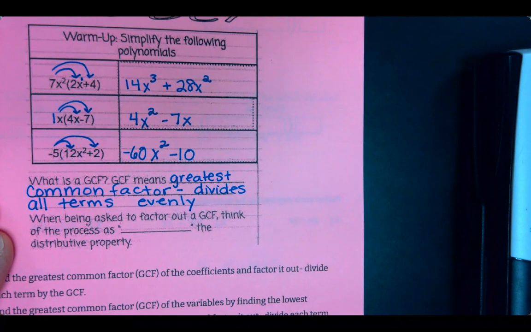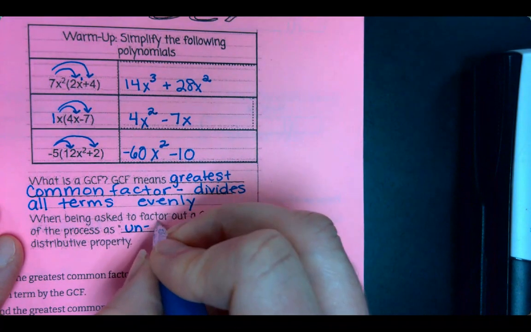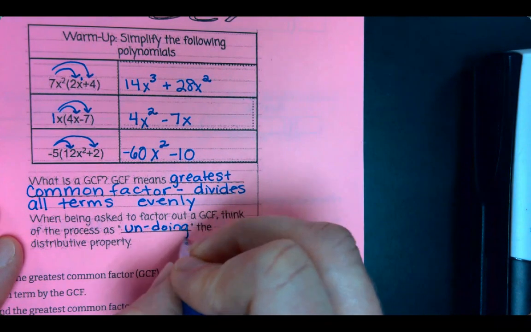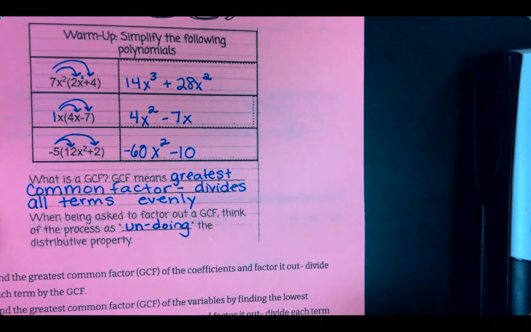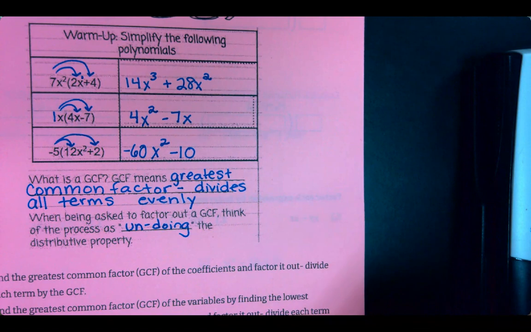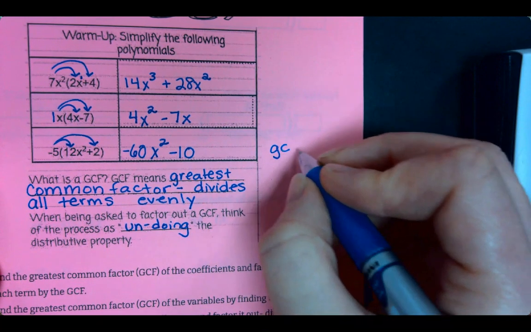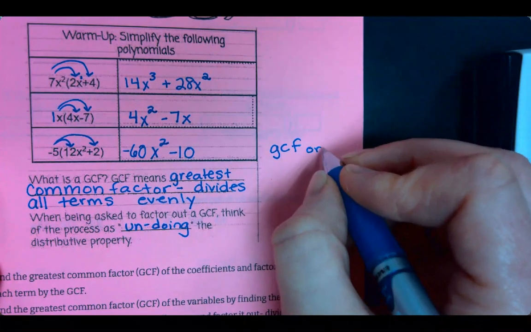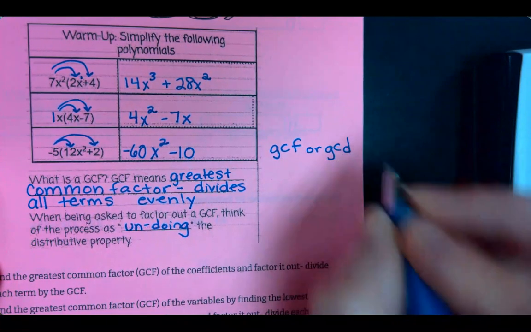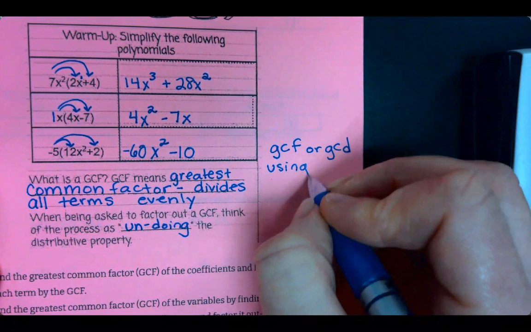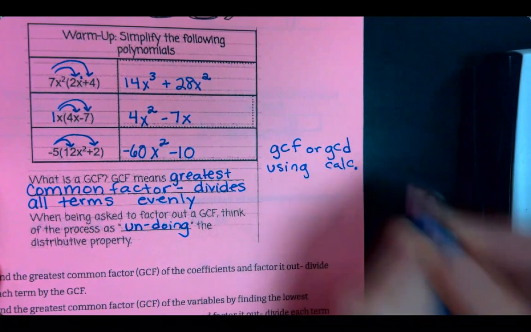When being asked to factor out a GCF, think of the process as undoing the distributive property. So that's what I was talking about at the beginning. We're going to undo the distributive property. We're going to factor them. And we can actually find the GCF, or in the calculator it's called the GCD, using the calculator. So I'm going to tell you how to do that.